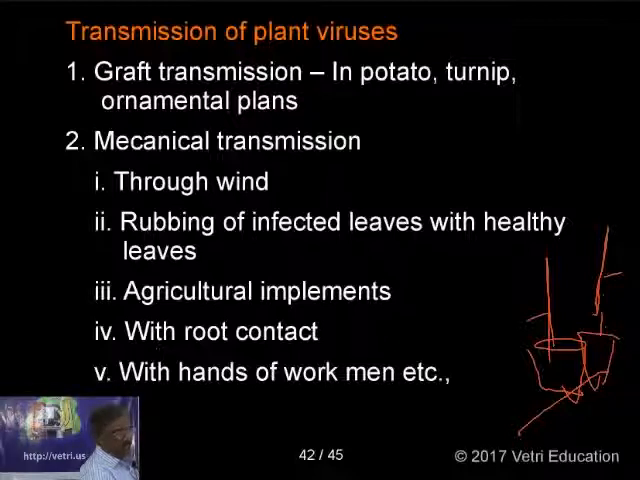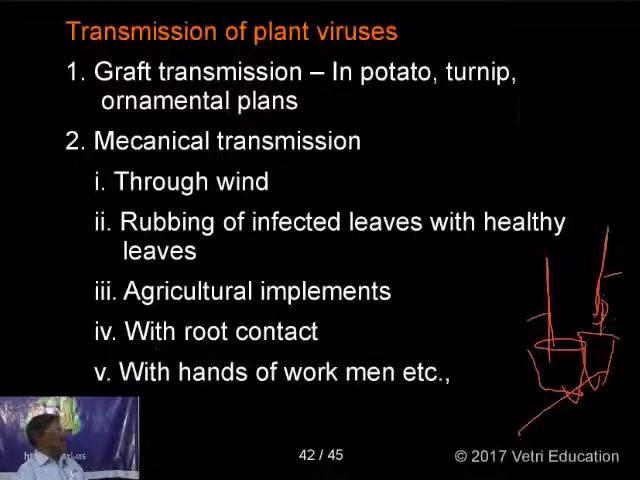In this grafting technique, if either the stock or the scion is infected with a viral disease, the new, grafted plant will get the disease. Generally it takes place in potatoes, turnips and many ornamental plants. Ornamental plants are grafted; this is a technique to get new plants with new high-yielding varieties.